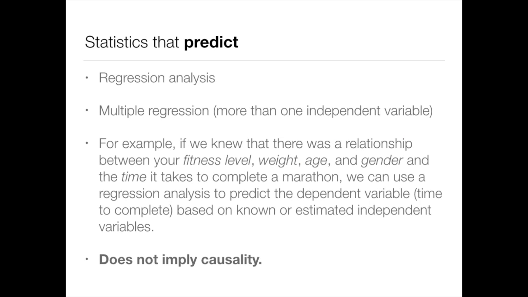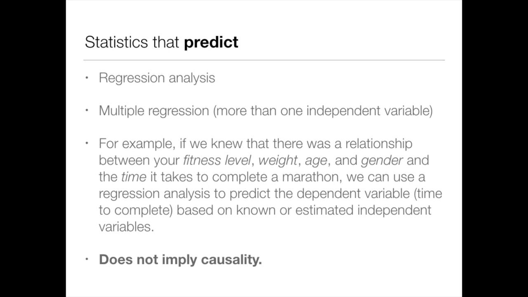Let's now talk about statistics that predict things. So if we're interested in knowing an unknown variable, we can use what's called regression analysis, or multiple regression if we have more than one independent variable. So let's take an example. If we knew that there was a relationship between your fitness level, your weight, your age, and your gender, just as examples, and the time it takes you to complete a marathon, we can use a regression analysis to predict the dependent variable, which is time to complete, based on known or estimated independent variables.